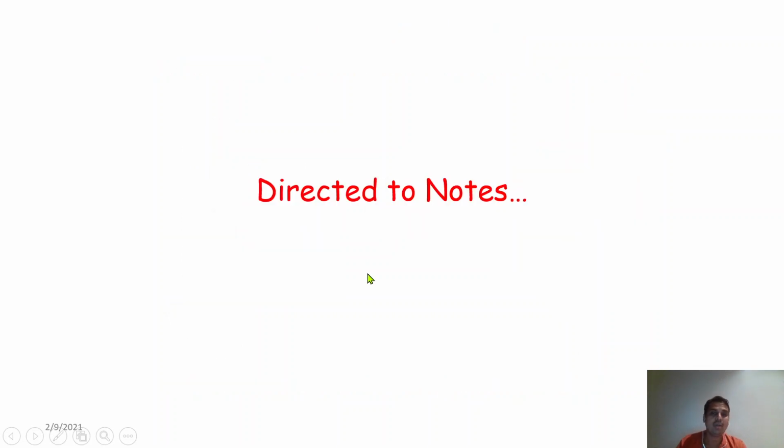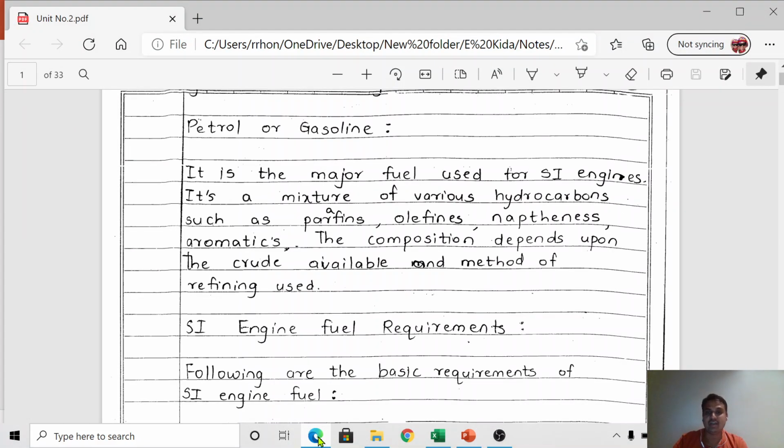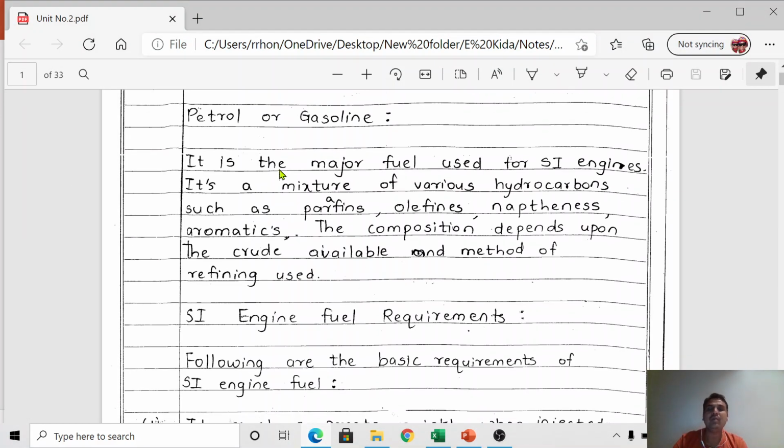So what do we mean by the carburetor? With the help of the notes, here we are going to understand. As we know, petrol is also called gasoline, which is one kind of major fuel, or we can say this is the fuel which we can use in spark ignition engines or petrol engines.